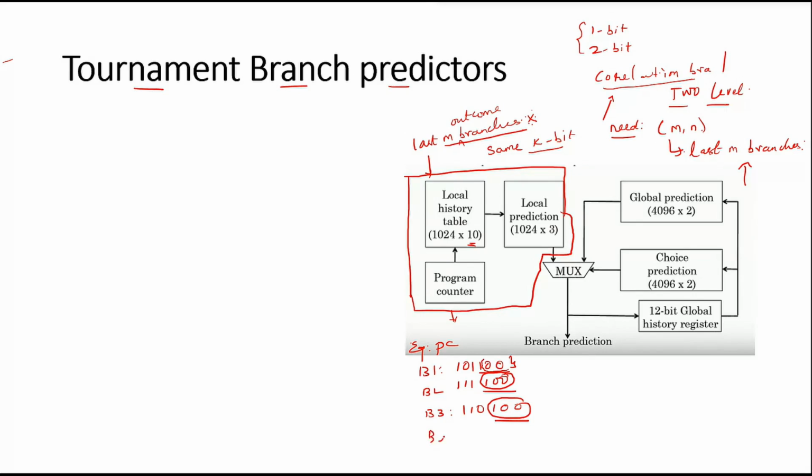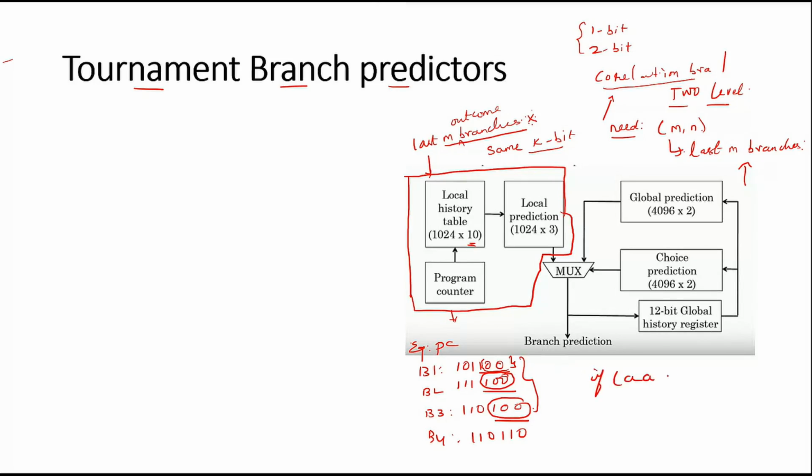You may have another branch, suppose 110. This may not refer to this table. Only the branches which have the same last k bits can communicate with this table, and accordingly it will make the predictions. So this is the problem with correlation branch predictors. Using the same k bits of the PC is not a good solution, because we need to make decisions based upon the branches, not with respect to the PC's bits. Understood? So we discussed the problem like this.